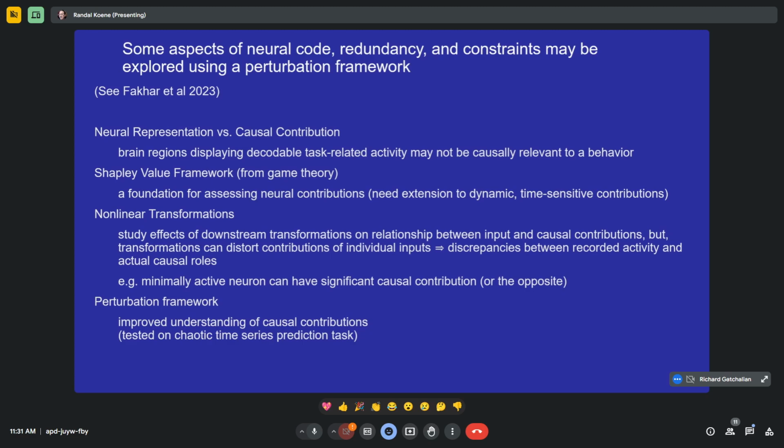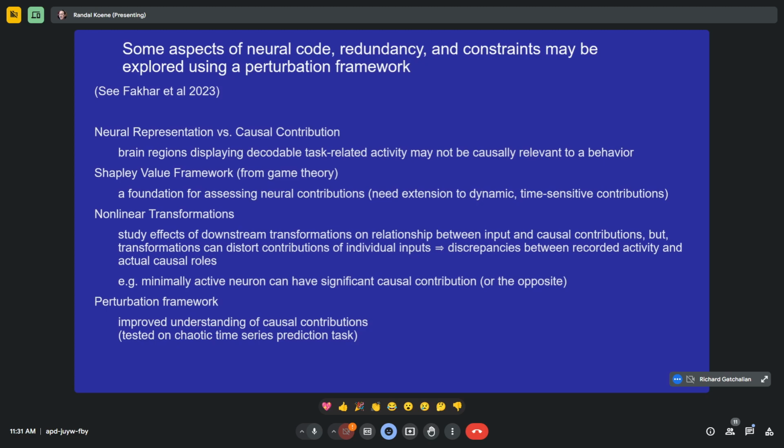One way to explore the connections between neural code constraints and scale separation may be by using something like the perturbation framework proposed in the Fakar et al. paper from the Körding lab. This is a fairly recent paper, and I don't know how many of you have seen it. But anyway, the study highlights a significant distinction between what neural activity represents and what it causally contributes to behavior. The paper ties into a lot of the other commentary that the Körding lab has about methods used in neuroscience. For example, regions of the brain that display decodable task-related activity might not be causally relevant to behavior.